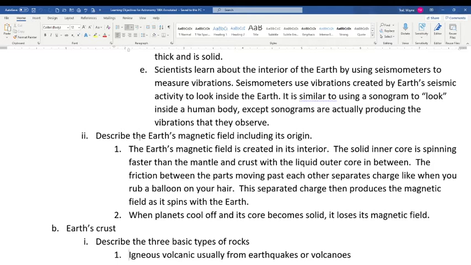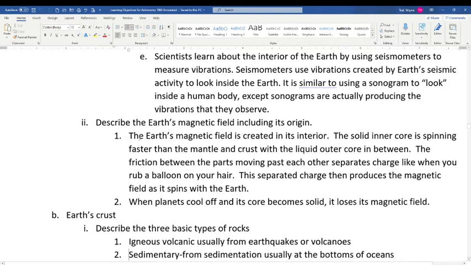It's similar to how a sonogram works on the human body, except sonograms, of course, are already producing their own vibrations. We don't produce the vibrations, we just listen. And so we kind of get a picture of the interior of the Earth by looking at these vibrations with our seismometers. Geologists do that.